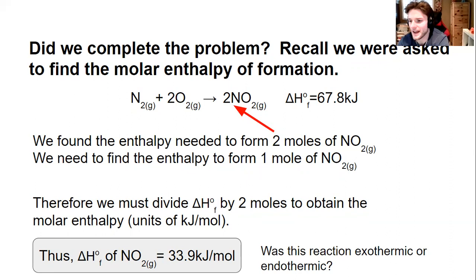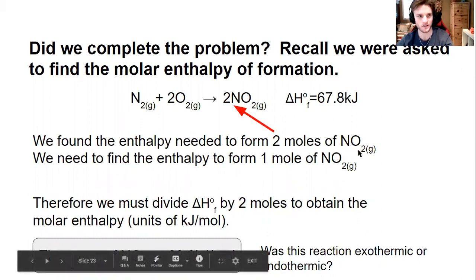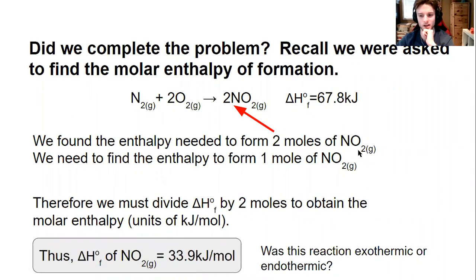And was this reaction exothermic or endothermic? Pause it here and think about it. Remember from our last unit that if we have a delta H greater than 0, then we have an endothermic reaction. And that means heat goes into the system, so the surroundings get colder. So our answer for that is endothermic. This is an endothermic reaction.